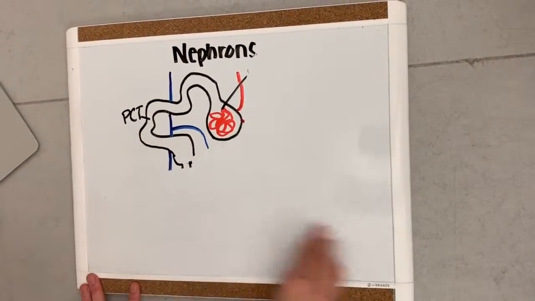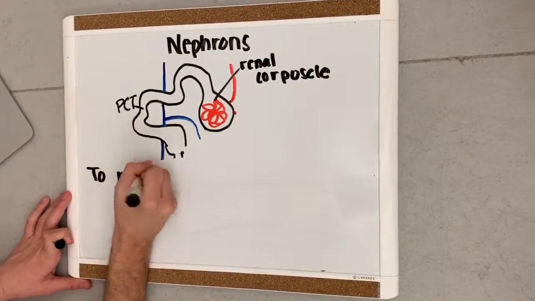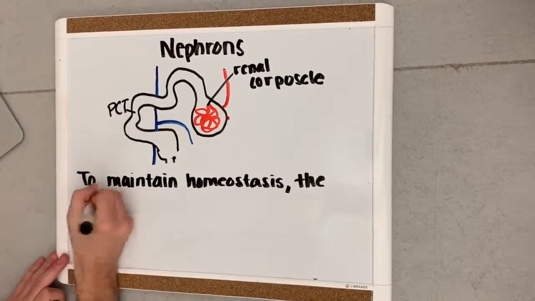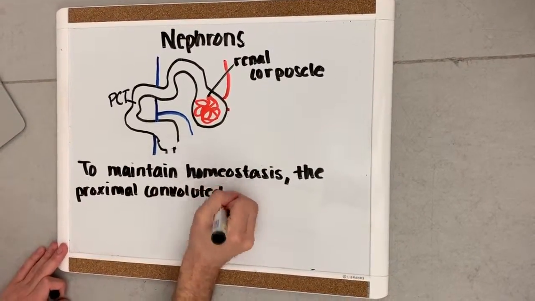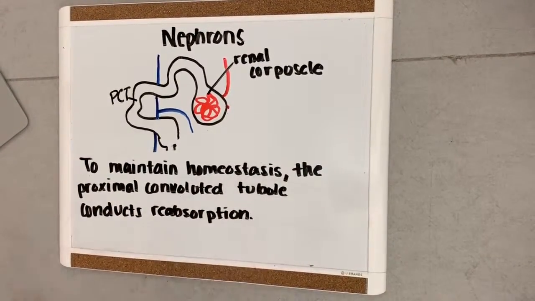To maintain homeostasis, our bodies use the proximal convoluted tubule to conduct tubular reabsorption. The proximal convoluted tubule has a key role in regulating acid-base balance through the reabsorption of filtrated bicarbonate. It is also the longest section of the renal tubule.